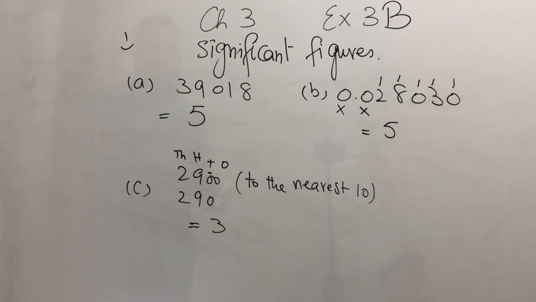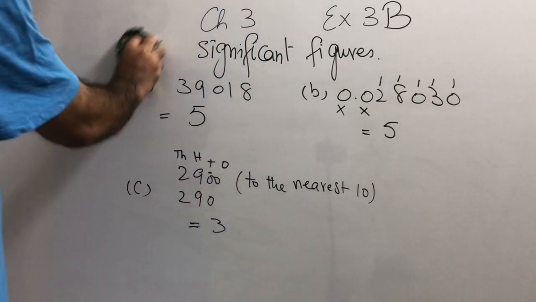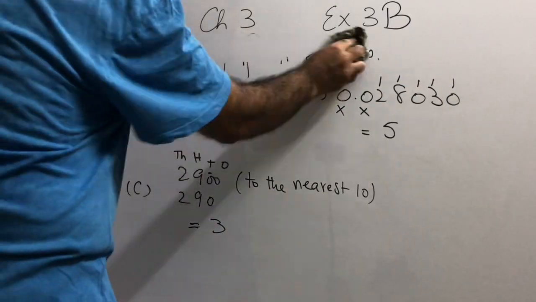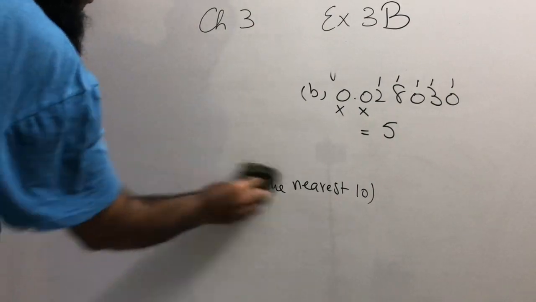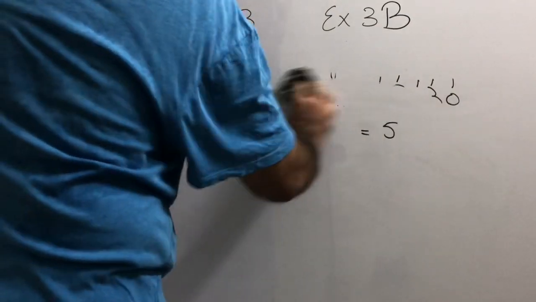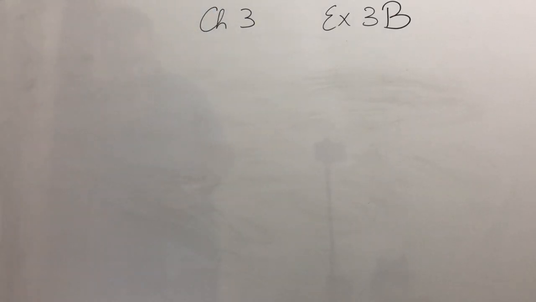Okay, so the next question says, round off each of the following to the number of significant figures as given in the brackets. Now we will be doing question number 2, where we need to do the round off first, and then we will be telling the number of significant figures.